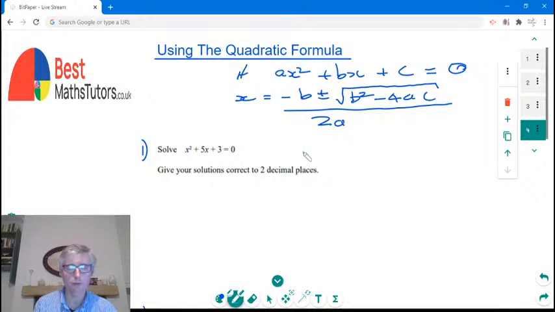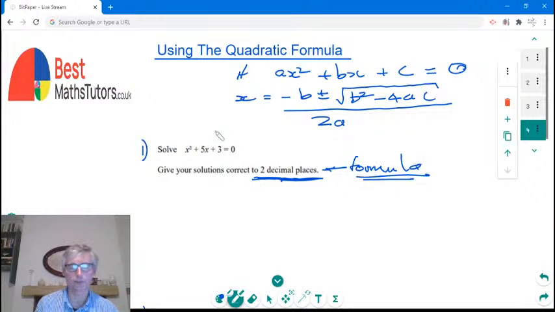A good tip, if you're wondering whether to use the formula or factorisation, is that if it says to use decimal places, then that tells me I'm going to use the formula. The reason for that is because the answer will be something with a decimal, which we could never think of two brackets for, like x plus 6.2 or something like that. We could only really think of whole numbers. So if the answer is not going to be whole numbers, then it's got to be the formula.